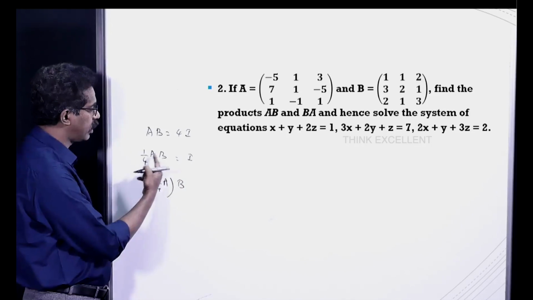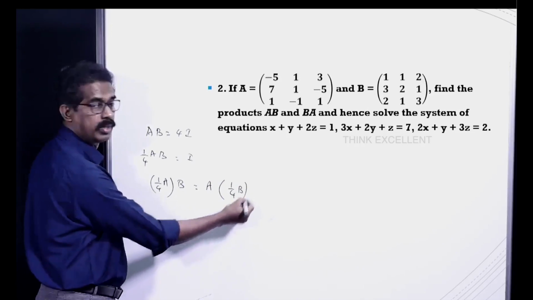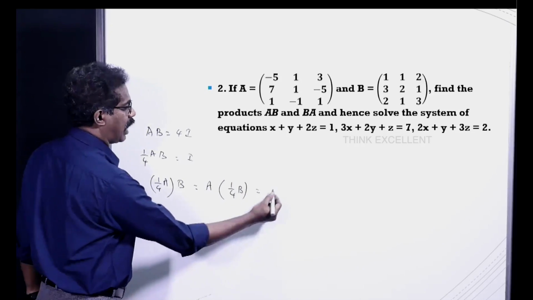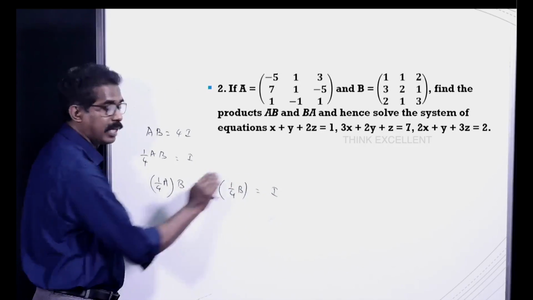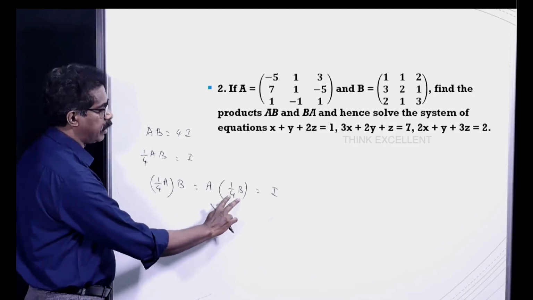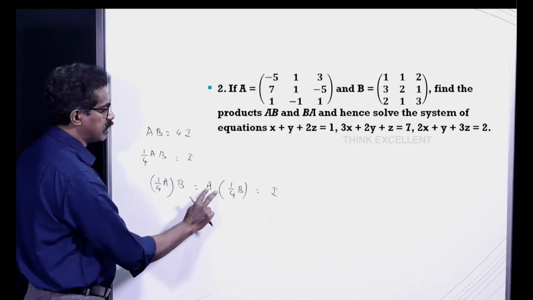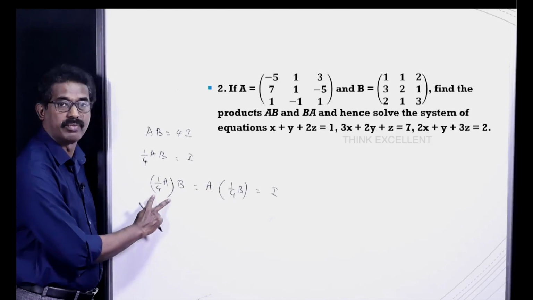Or this 1 by 4 you can combine with B. You can write it as A into 1 by 4B equal to I. Now please listen here. When you multiply two elements and you are getting I, I can say the inverse of A is 1 by 4B, or the inverse of B is 1 by 4A.